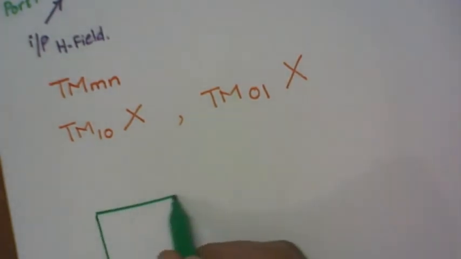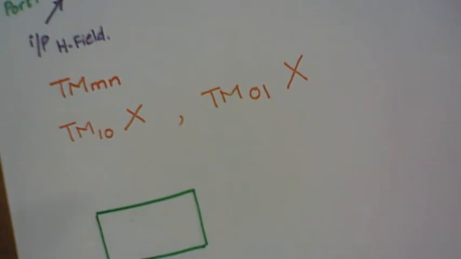The reason is, inside the rectangular waveguide, the magnetic field is in loop structure.